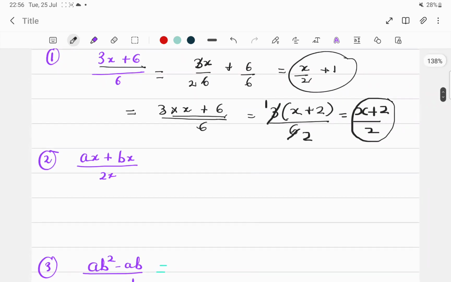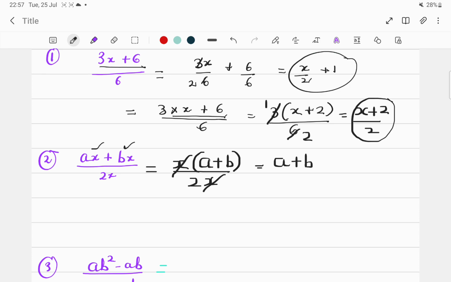Now if you look at the second question, again we have to do it by factorization. See if you can take anything common in the numerator as well as in the denominator. I can see here we have a times x plus b times x in the numerator, so x can be taken as common. Inside will be (a plus b) over 2x. Then x and x will cancel out and we will be left with (a plus b) divided by 2. Remember this factorization; again you can watch the videos on factorization.